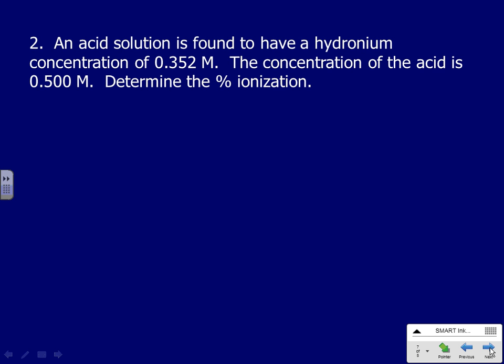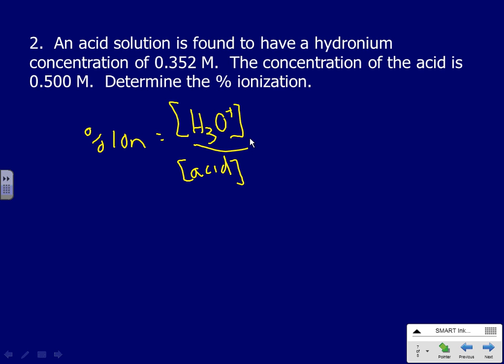This is just substituting into an equation. You should have a hydronium ion concentration. You should have an acid concentration. And all we're doing is looking for a percentage. Again, the square brackets represent concentration. So we're looking for molar concentrations.